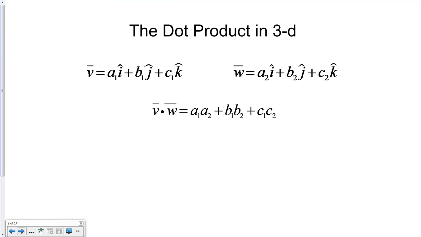The dot product in 3 dimensions also should look very familiar. We still take the a components and multiply them together. We take the b components and multiply those together, and you probably could have guessed that we take our c components and multiply those together, and then we add them all up. So really we just take our dot product from 2 dimensions and we add in this third dimension. So everything is behaving very, very predictably.